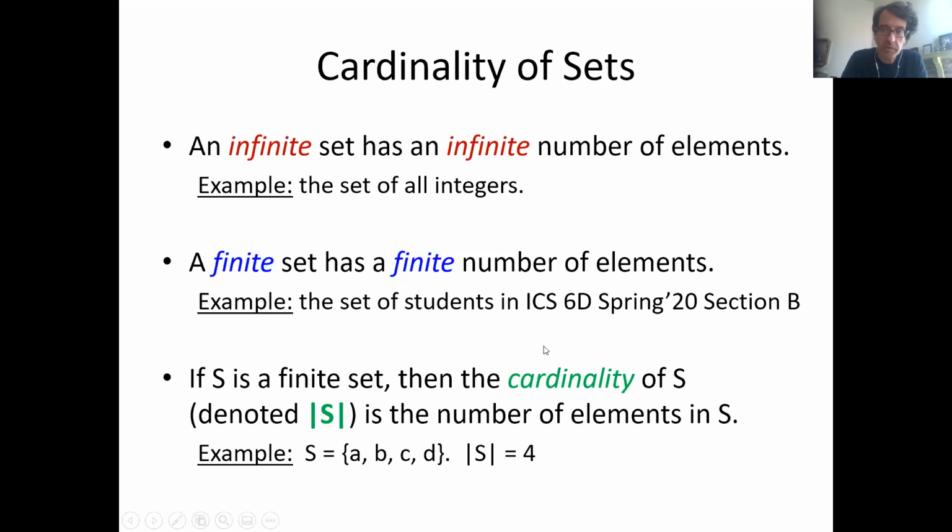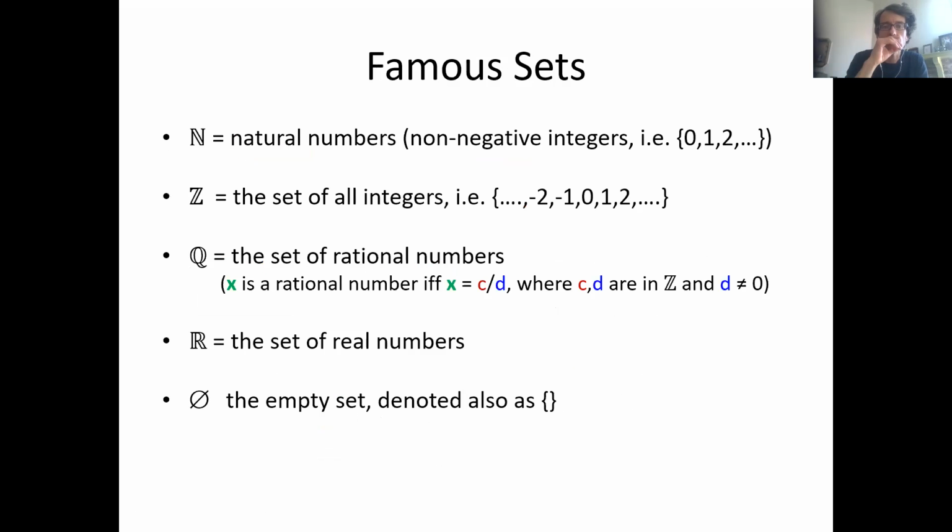You can look at Wikipedia for how you count the cardinality of infinite sets. So here are the sets I was talking about, natural numbers. These are integers that are non-negative, from 0 up. Some people say naturals start from 1. We are going to say naturals start from 0, and that's a more modern convention.